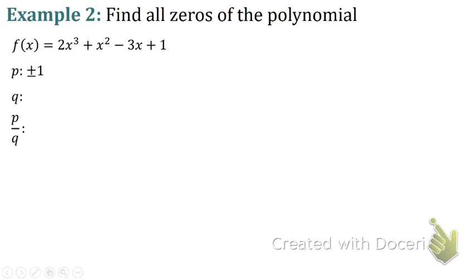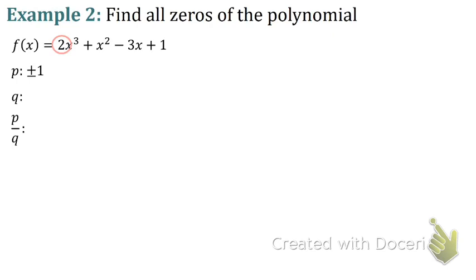Now let's find all zeros of the polynomial. So the polynomial is f of x equals 2x cubed plus x squared minus 3x plus 1. The first thing we want to do is list our p's, q's, and p over q's. This is going to be all possible real roots, because if we find the real roots, then we can find the complex roots. But we can't really find the complex roots until we find the real roots. So let's begin. Remember, our p's come from our constant. In this case, our constant is 1. So our factors of 1 are plus or minus 1. Now our q's come from our leading coefficient, which is 2.